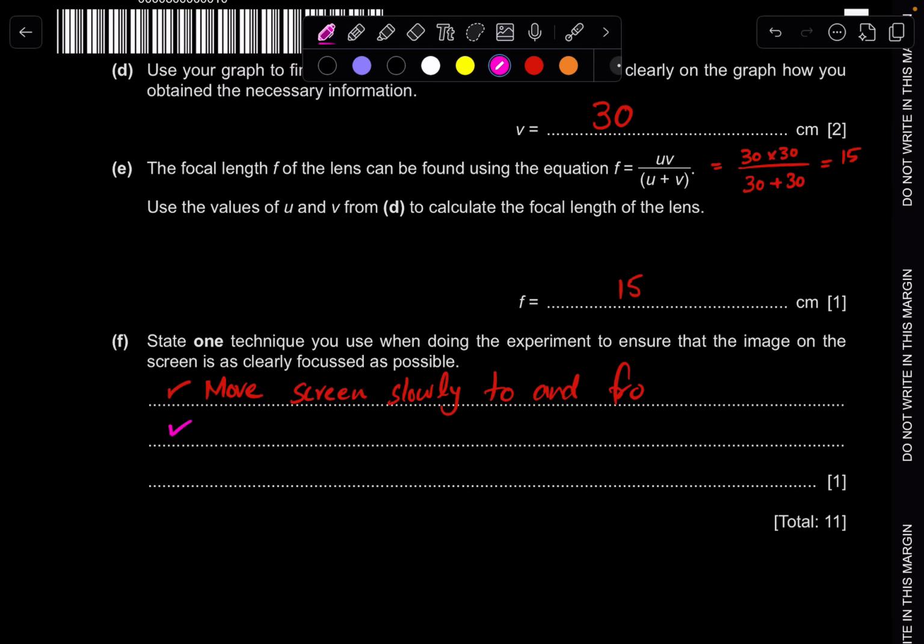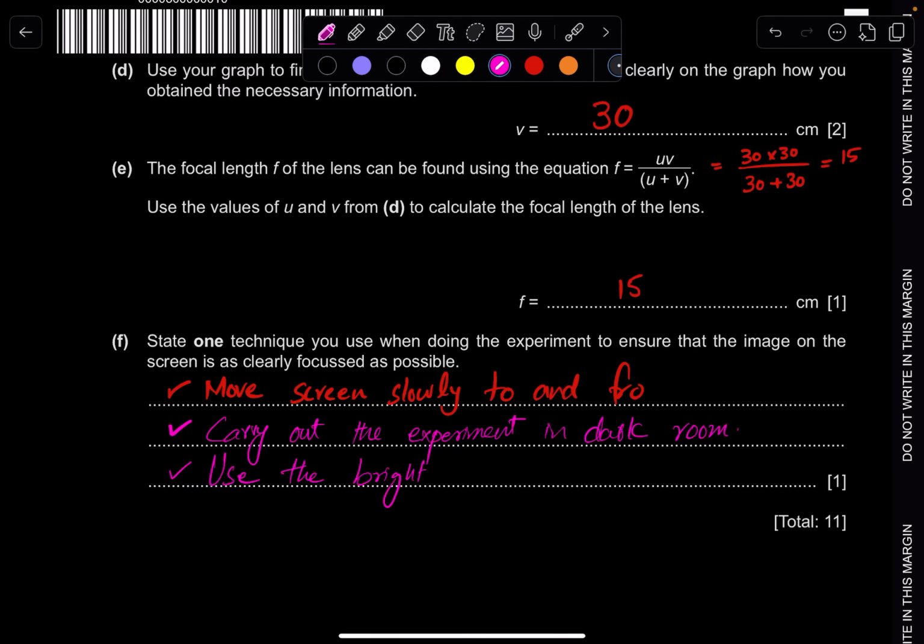There can be other answers as well. It can be to carry out the experiment in a dark room. Okay, this is the improvement that can be done in the light experiments. Or there can be another answer, you can use a brighter object. Okay, you just have to write down any one of the answers. Okay, don't overwrite.